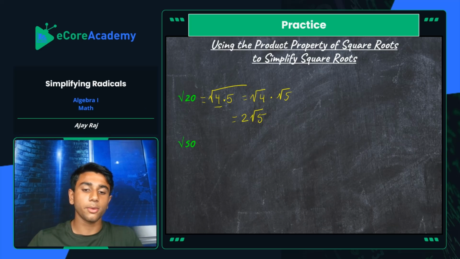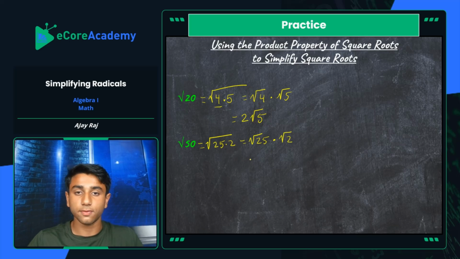Now let's take a look at the square root of 50. Let's think about the largest square that fits into 50. And obviously that's going to be 25, so 5 squared. So we're going to split that up. So we have 25 times 2 equals 50. Obviously, we can break this apart into 2 separate radicals. So square root of 25 times the square root of 2. And we can simplify the square root of 25 as 5, essentially, because 5 times 5 is 25. So that's going to be 5 times the square root of 2.